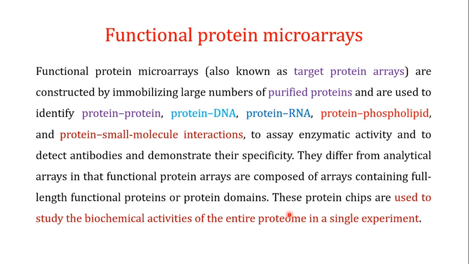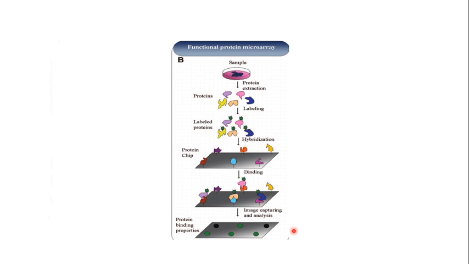Now, these protein chips are used to study the biochemical activities of the entire proteome in a single experiment, because in the first part of the video I told you that the major advantage of using the protein microarray is that you can study the entire proteome, or a lot of proteins, in a single experiment. So these are the two major types of the protein microarray, the analytical one and the functional protein microarray, and both of them have their specialized functions.